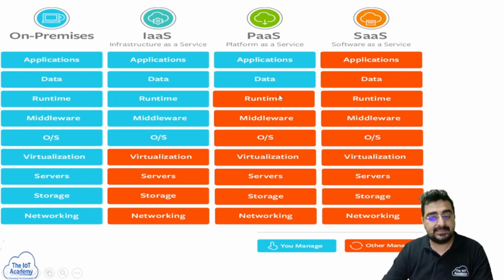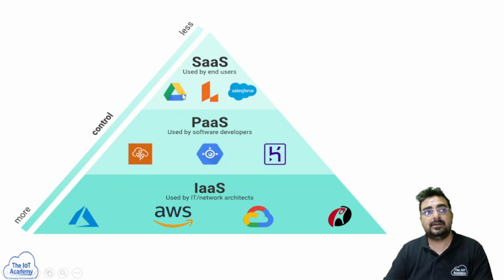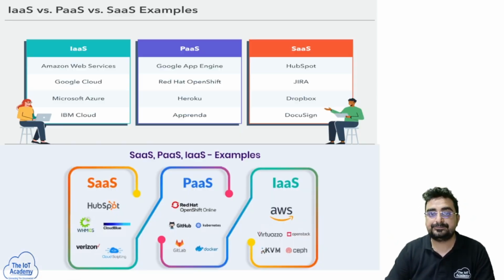Next is platform as a service. Everything is managed by the cloud service provider, and the applications and data are managed by us. Then next is software as a service. Everything is managed by the cloud service provider. That is software as a service. So what are the examples of infrastructure as a service? Like AWS, Google Cloud. For platform as a service, there is Heroku. And software as a service, like you are using Google Drive.